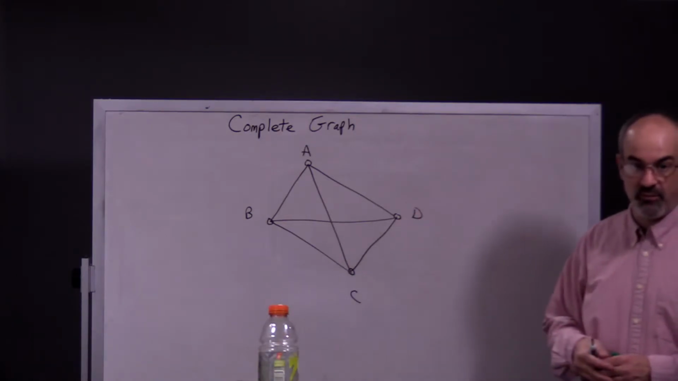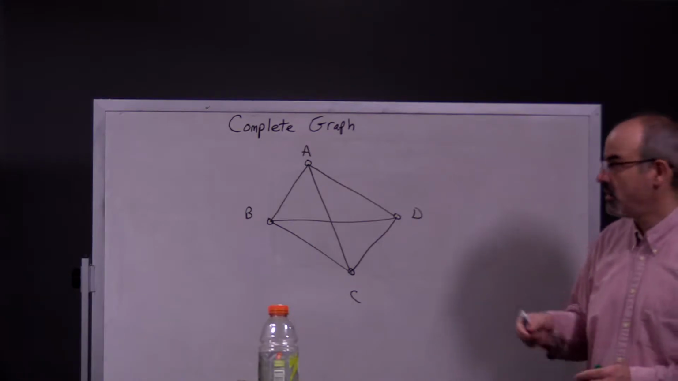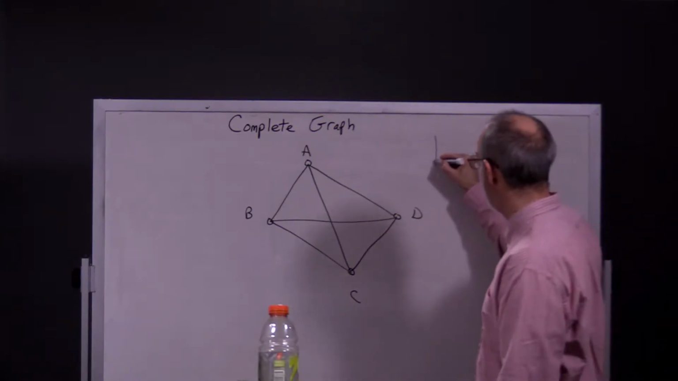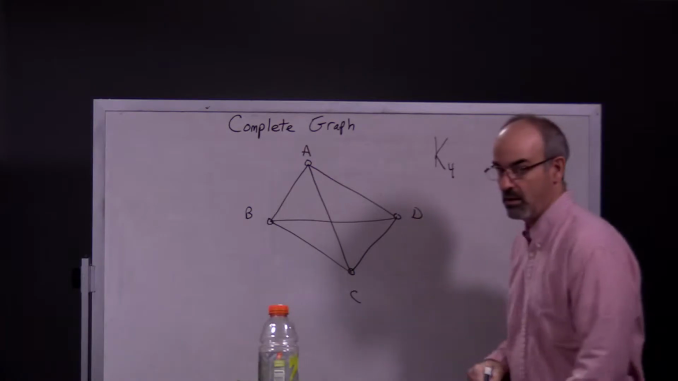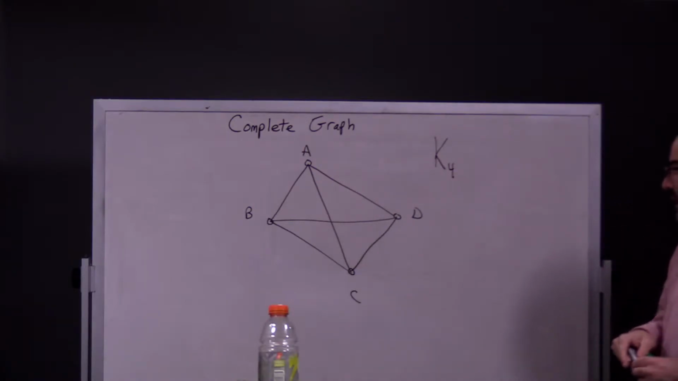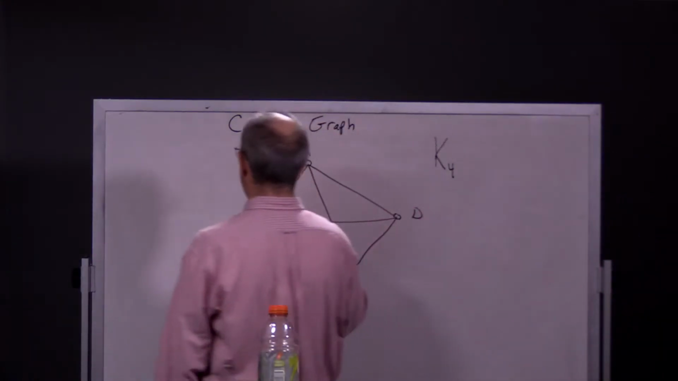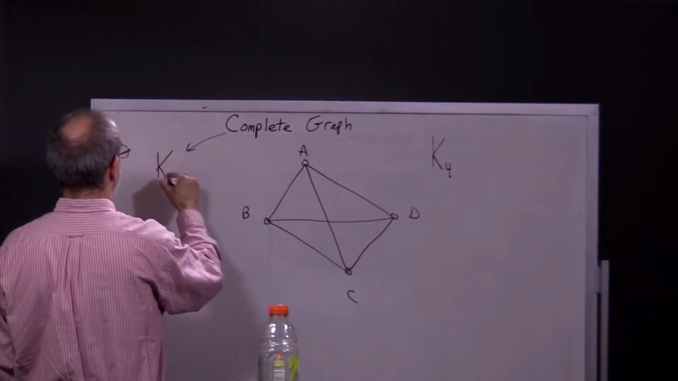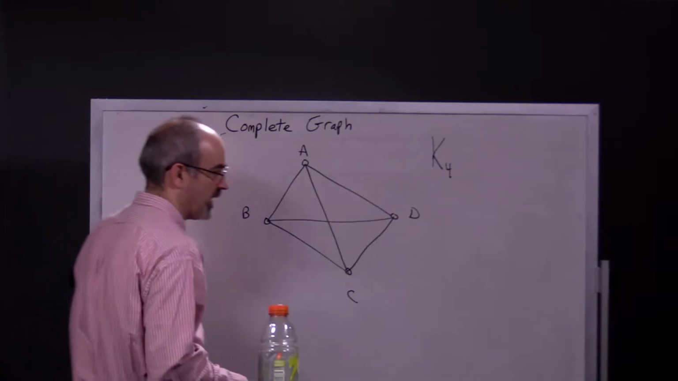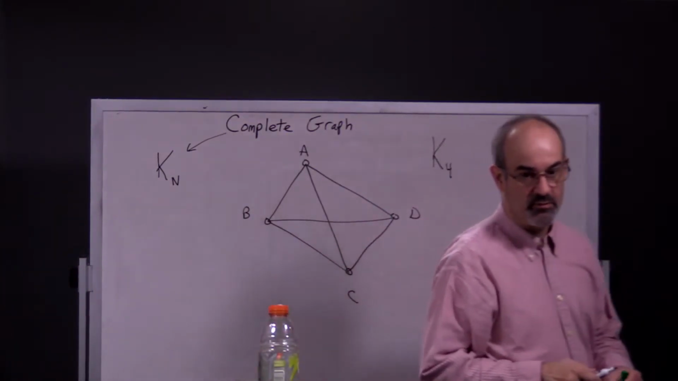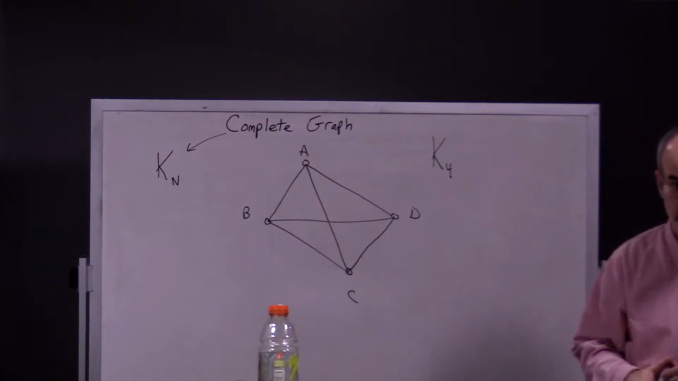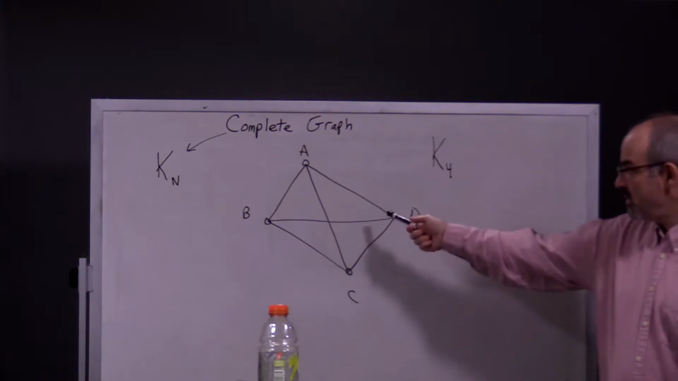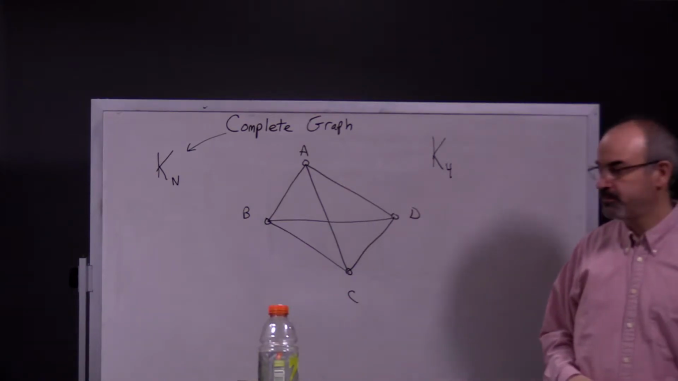When you have 4 vertices, this is called K4. Okay? That's how you label complete graphs or describe complete graphs. It's K and then N, where N is the number of vertices in the graph. Okay. So that's a drawing of K4.